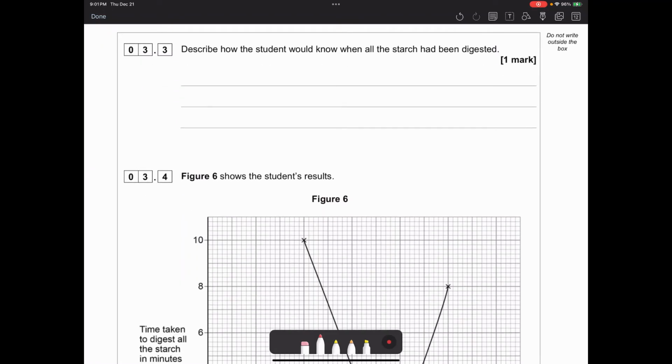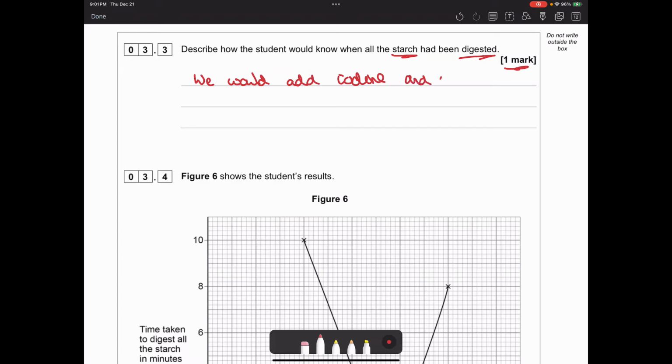Describe how the student would know when all the starch had been digested. So this is knowing about our food test. How do we test for starch? Well, we would use iodine. So we would add iodine, and to get the 1 mark you have to say the colour change you would see. Well, if all the starch has been digested, then the iodine would actually stay orange.